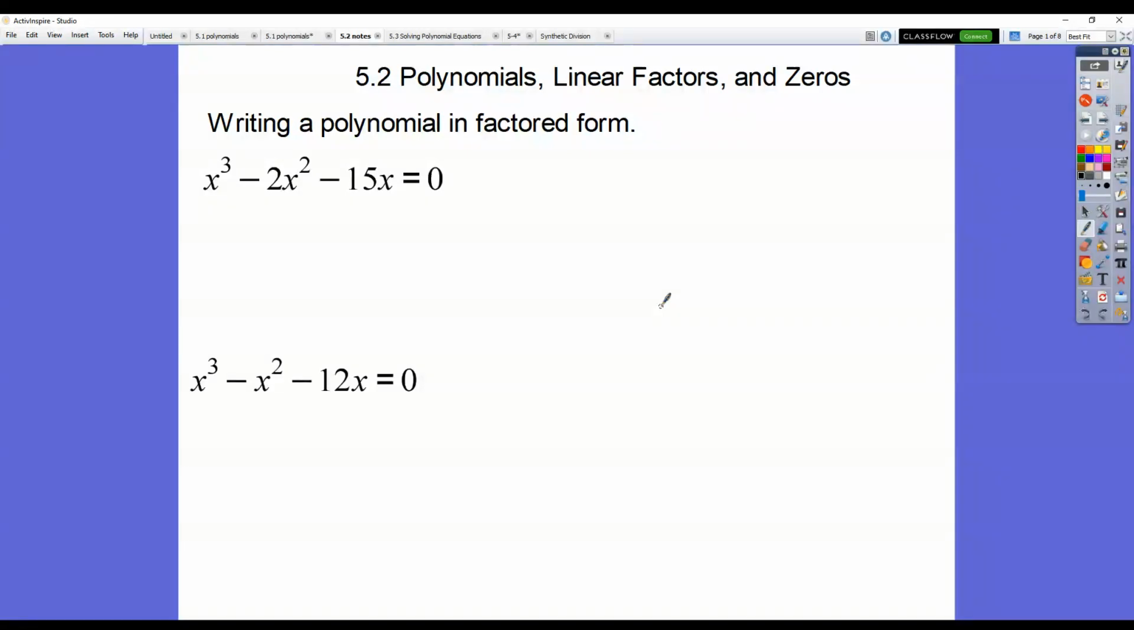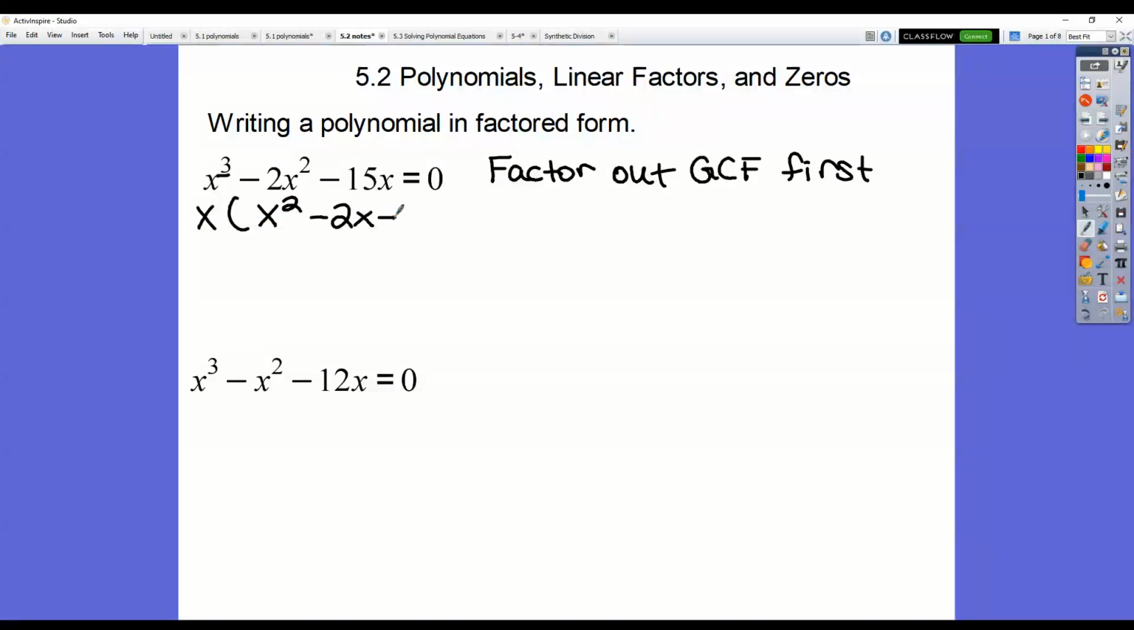So, look at this. We have an x cubed. Is there something that all of them have in common? Yes. So, make sure you factor out GCF first. The greatest common factor here is x. So then that leaves me with x squared minus 2x minus 15 equals 0. Then factor the trinomial.